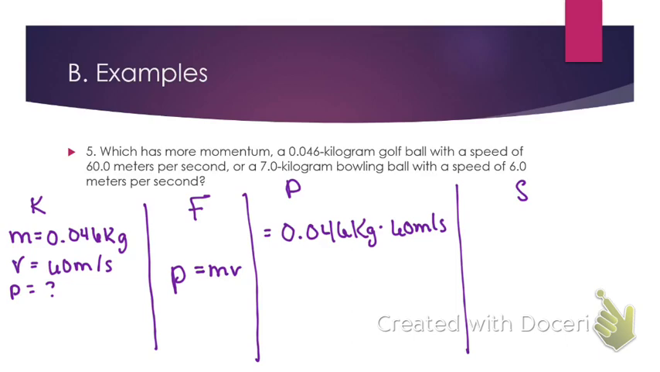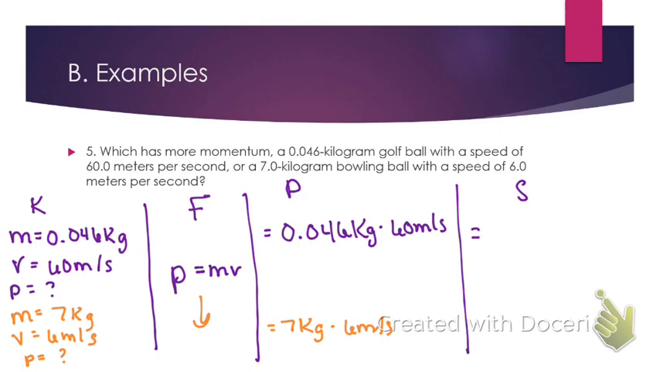So then we have our other object. I'm going to switch colors so we can distinguish the two. So we have this bowling ball, same idea. Our mass is 7 kilograms. Our velocity is 6 meters a second. And same thing, we want to know its momentum. So the formula is redundant. Substituting in, mass of 7 kilograms, times our velocity of 6 meters per second.